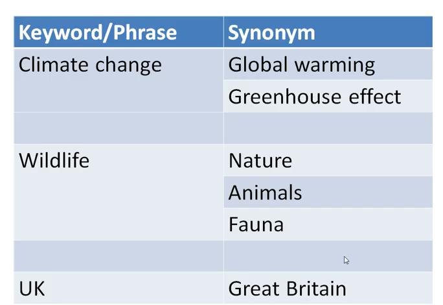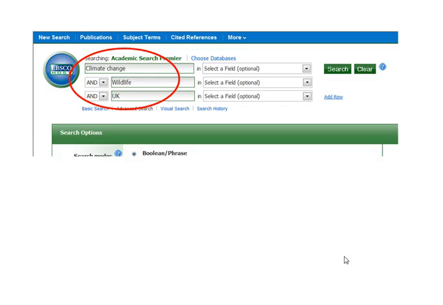So I make a list of my keywords down the left hand side in a grid, and then I think of other ways of describing that search term, and that's all that a synonym is. So for wildlife, another way of describing wildlife is nature or animals or fauna, and I add those to my synonym list. And when I come to do my search, I think about what are the most important search terms.